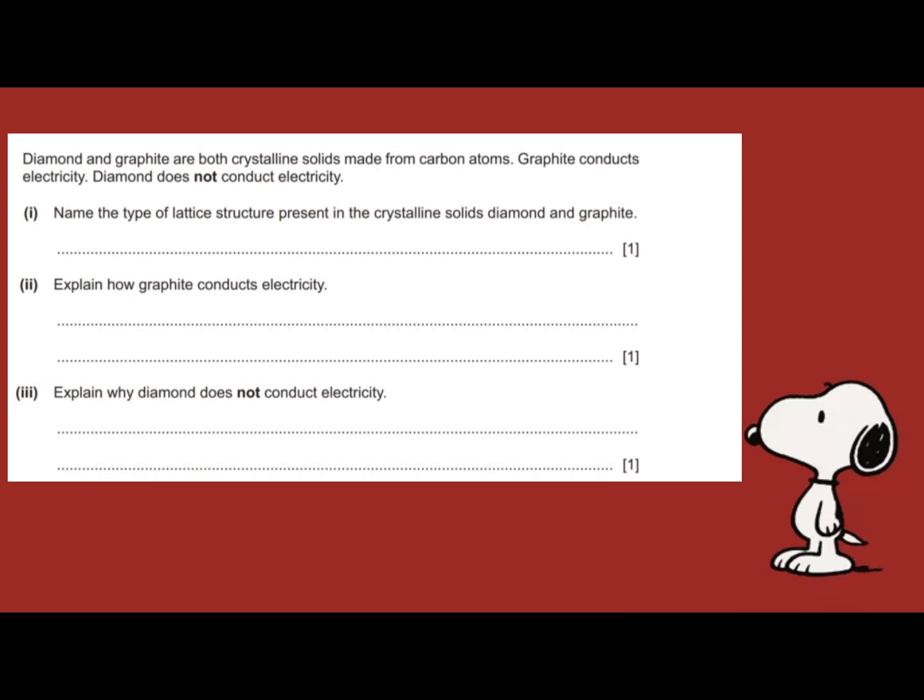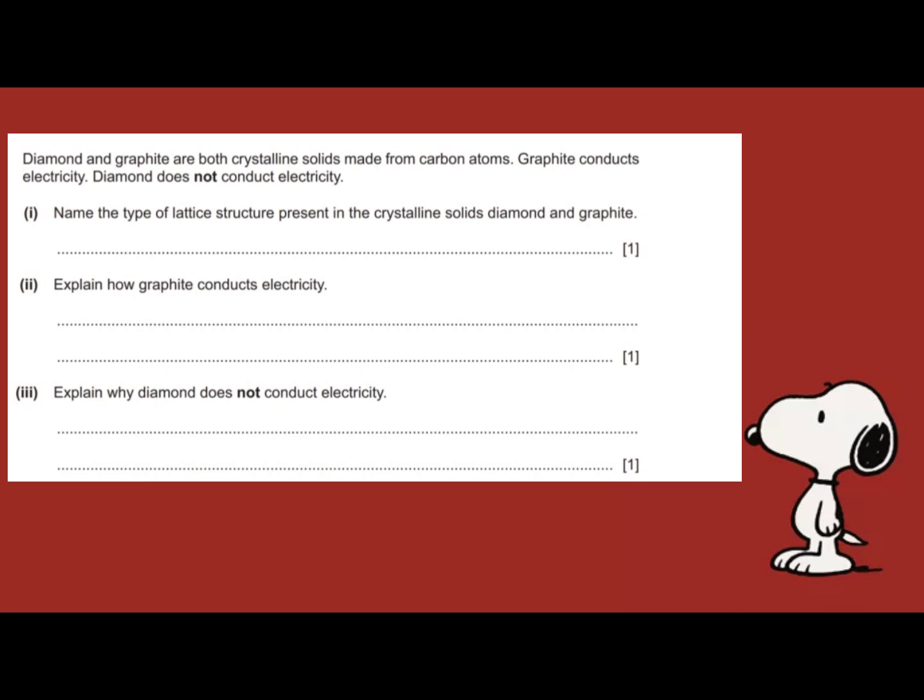Next question. Diamond and graphite are both crystalline solids made from carbon atoms. Graphite conducts electricity. Diamond does not conduct electricity. So the question: name the type of lattice structure present in the crystalline solids diamond and graphite. So the answer is giant covalent, because both diamond and graphite are made of carbon atoms joined by strong covalent bonds, and these bonds extend through the whole structure, forming one giant network lattice, not separate molecules.